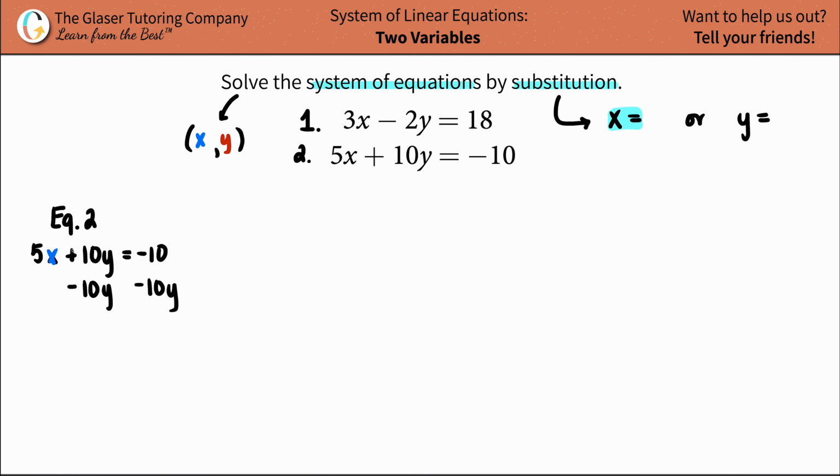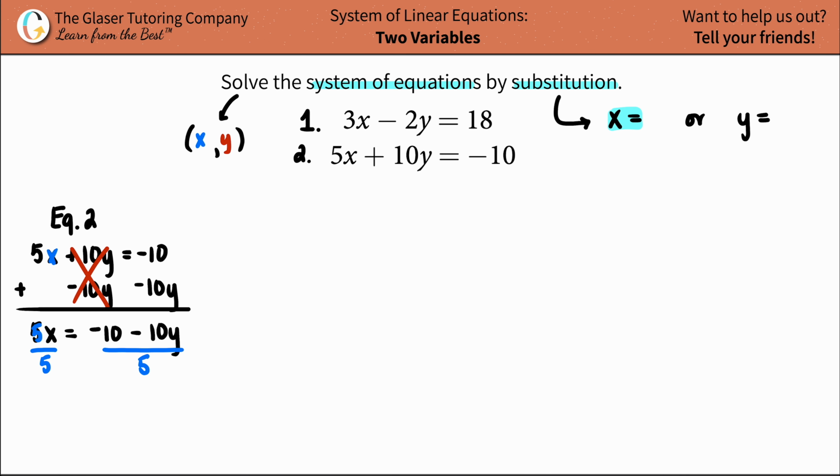And the 10y cancels out here. You add these two up. And let's see what we get. So we get 5x equals negative 10 minus 10y. Okay, last thing we got to do, we still need to get x equals. That means that I need 1x. So I'm going to take that 5 and divide it by 5 on both sides.